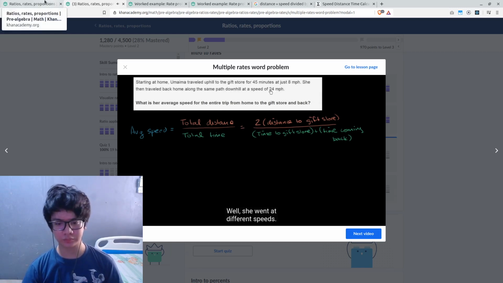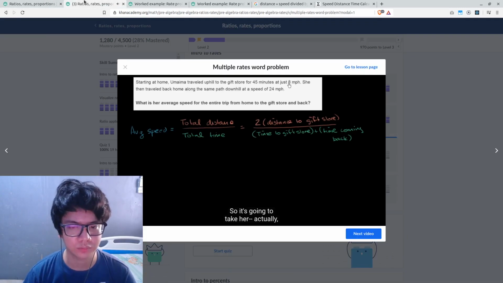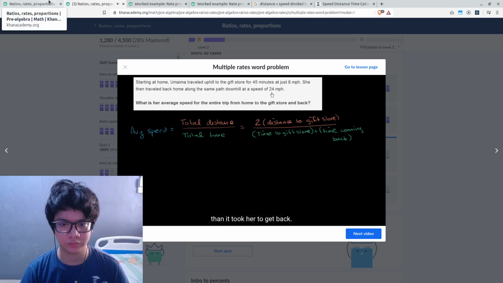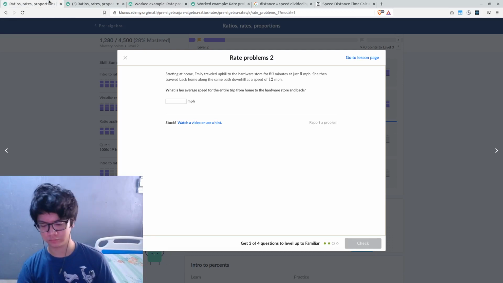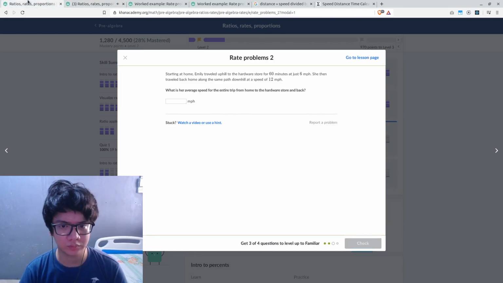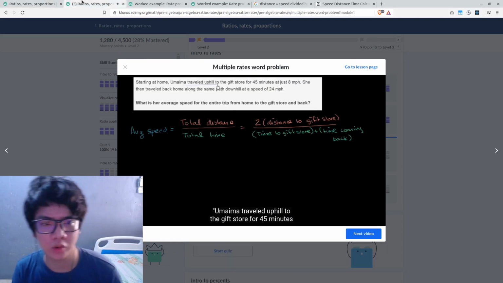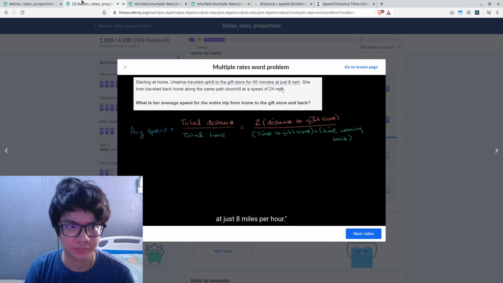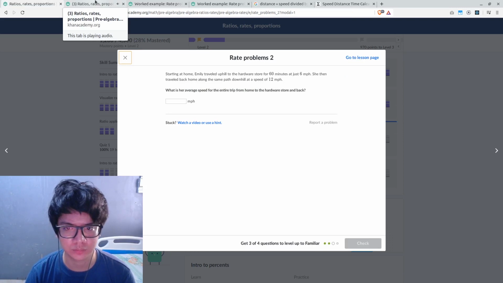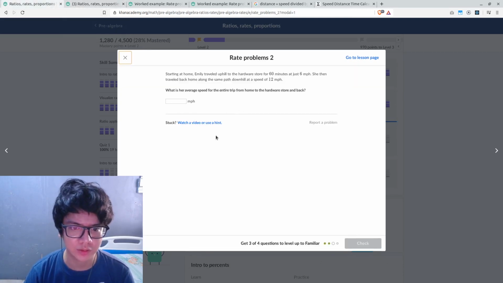How do I know that? Well, she went at different speeds, so she went there much slower than she came back. So it would take her longer to get there than it took her to get back. So let's see which of these we already know. How do we figure out the distance to the gift store? Nowhere do they say the gift store is this far away. But they do tell us, in this first sentence, Umaima traveled uphill to the gift store for 45 minutes at just 8 miles per hour. So we're given a time and a speed, we should be able to figure out a distance. So I'm pretty sure this is 6 miles distance. So we have 12 distance.